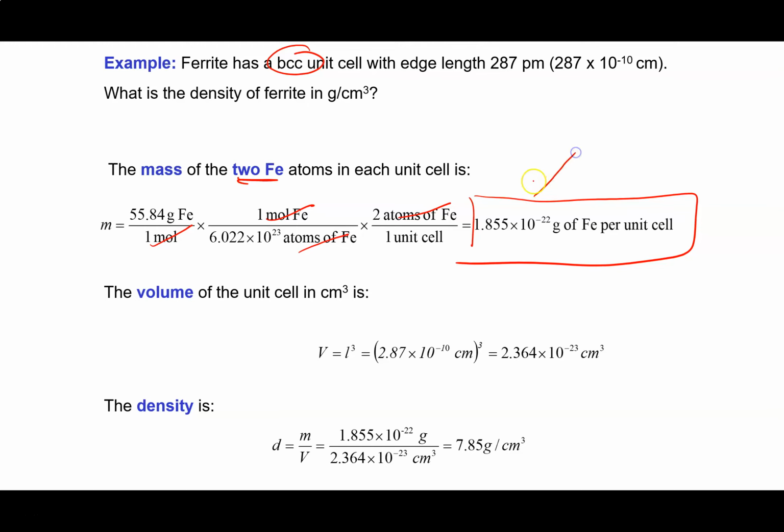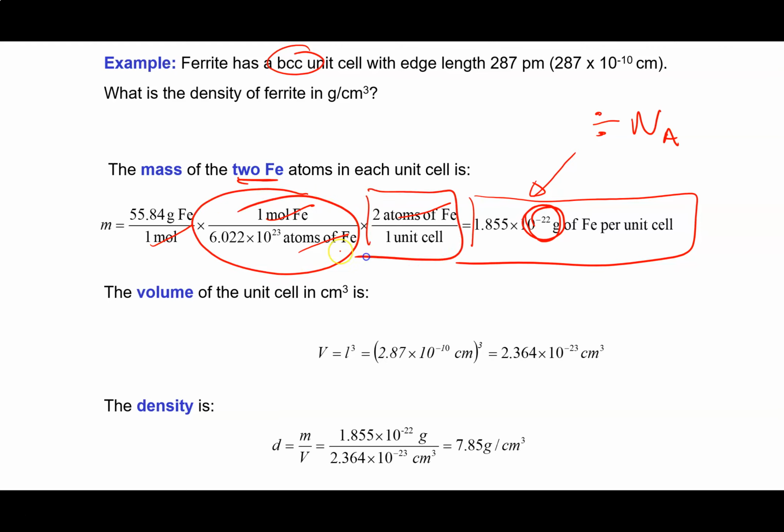Those 2 atoms of iron don't weigh very much. When you calculate the mass of a unit cell, it should be a really, really small number. If it's not, you probably forgot to divide by Avogadro's number. Either not accounting for the number of atoms in your unit cell by looking at the unit cell type, or forgetting to divide by Avogadro's number, is the most common error in these density calculations.